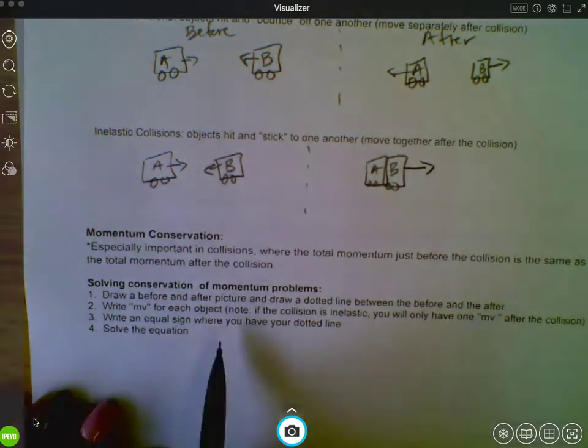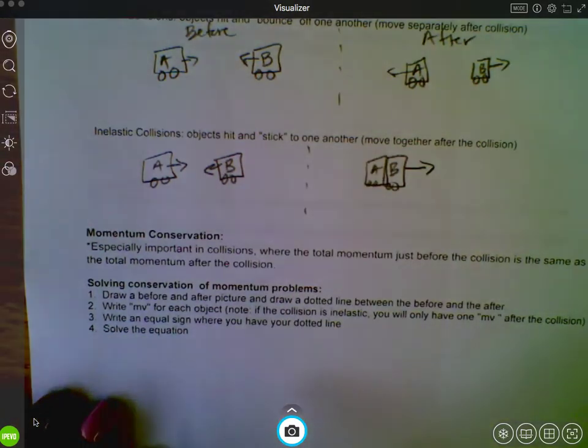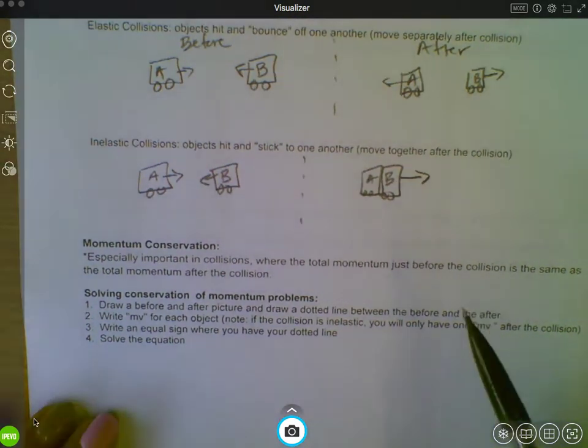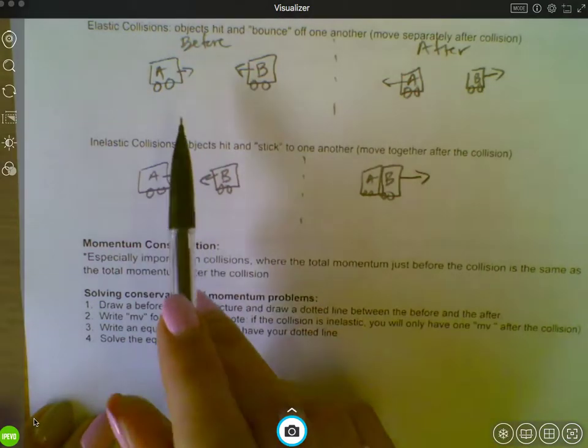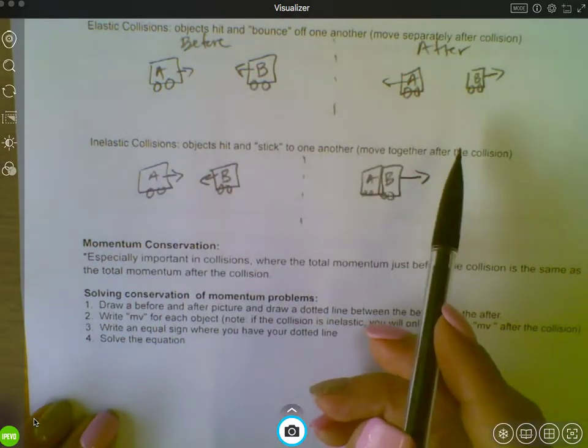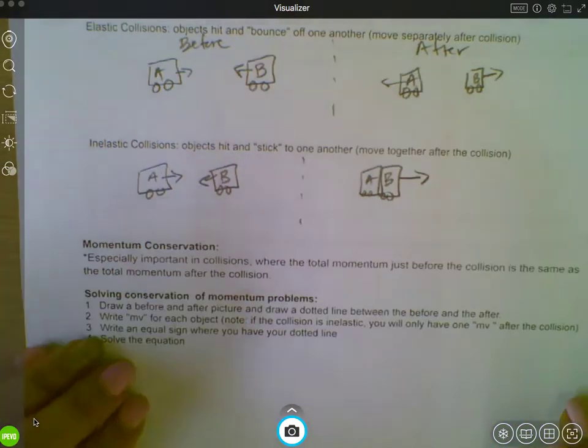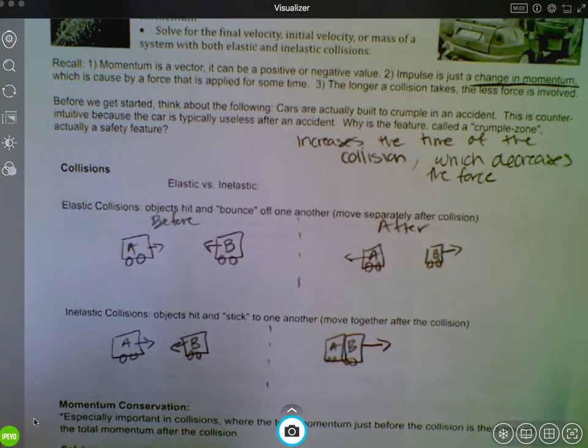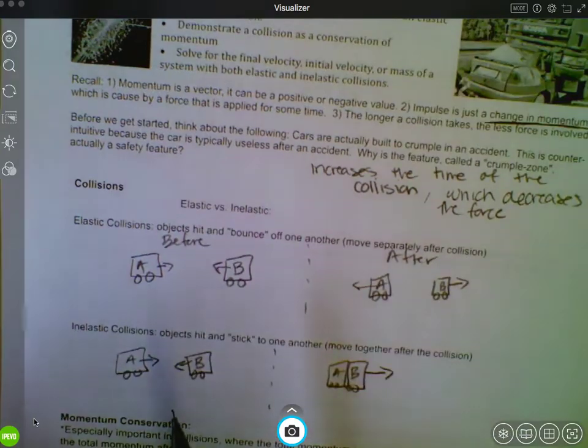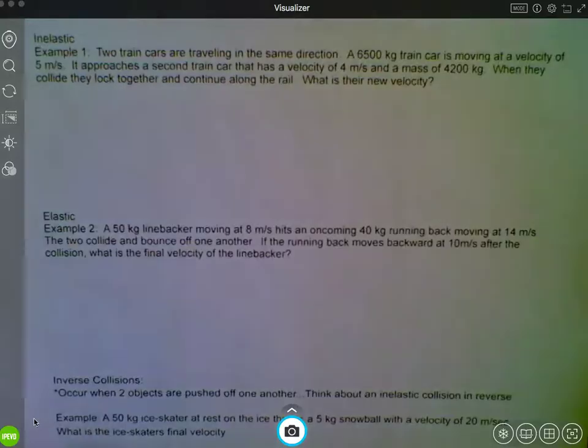All right, write an equal sign where you have the dotted line and then solve the equation you just created. So these problems are actually kind of fun to solve because if you've drawn the picture correctly, the equation just creates itself. Okay, so let's do a couple examples here. Turn to the next page if I can.